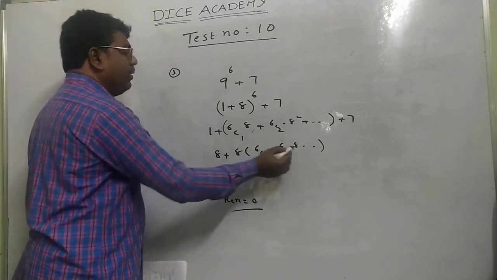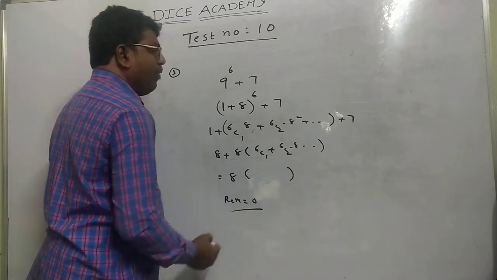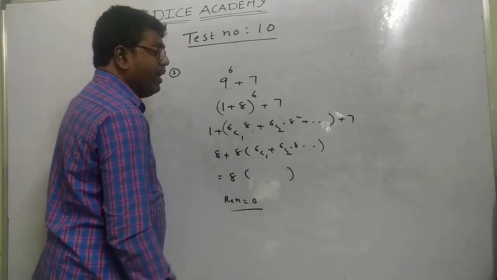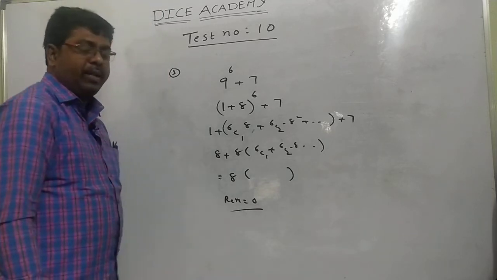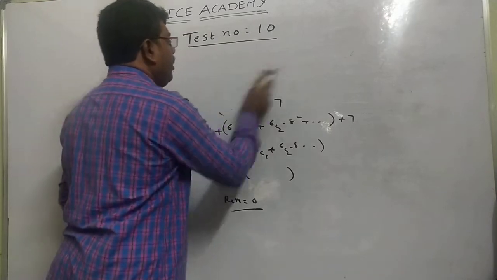The product is a multiple of 8. That's why when you divide by 8, automatically the remainder is definitely 0. This is the third problem. Go for the fourth problem.